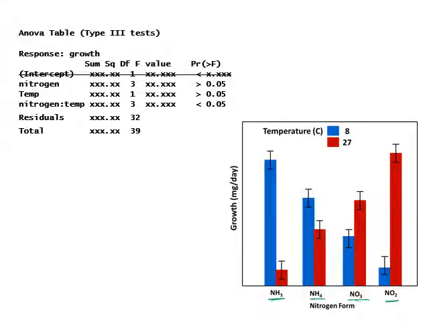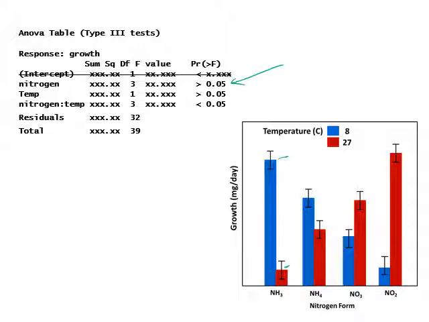The mean for the NH3 group is the average between that mean and this mean, and that average is right about here. The average for the NH4 group, that's about here. The average for the NO3 group, lo and behold, that's right about here. And the average for the NO2 group is right about here. Those four means are right on top of each other, and what you find is that you fail to reject the null hypothesis. There is no significant effect of nitrogen on growth.